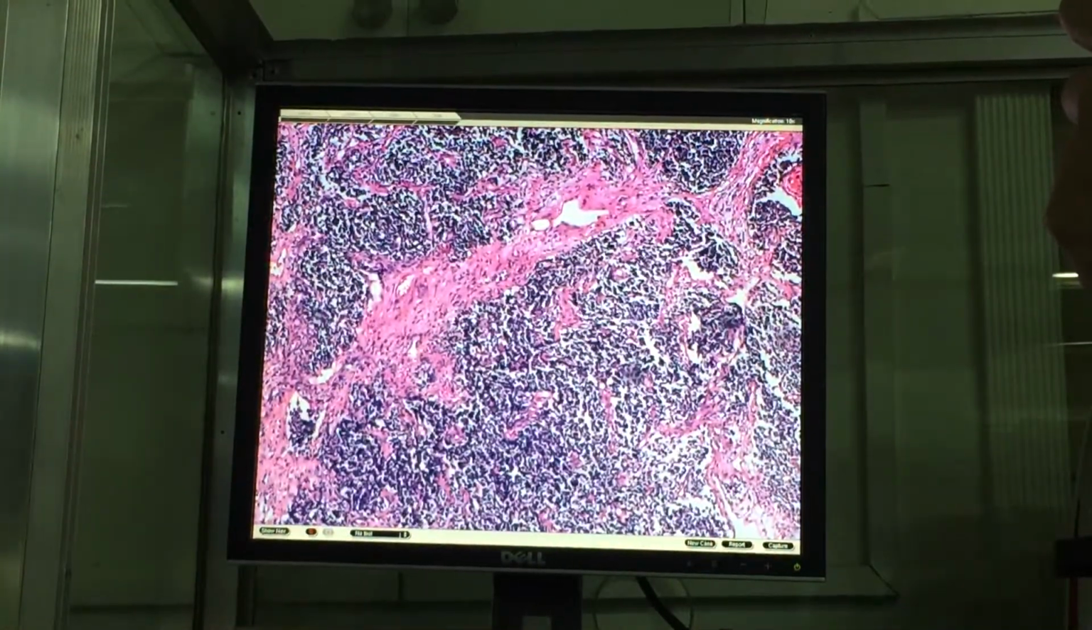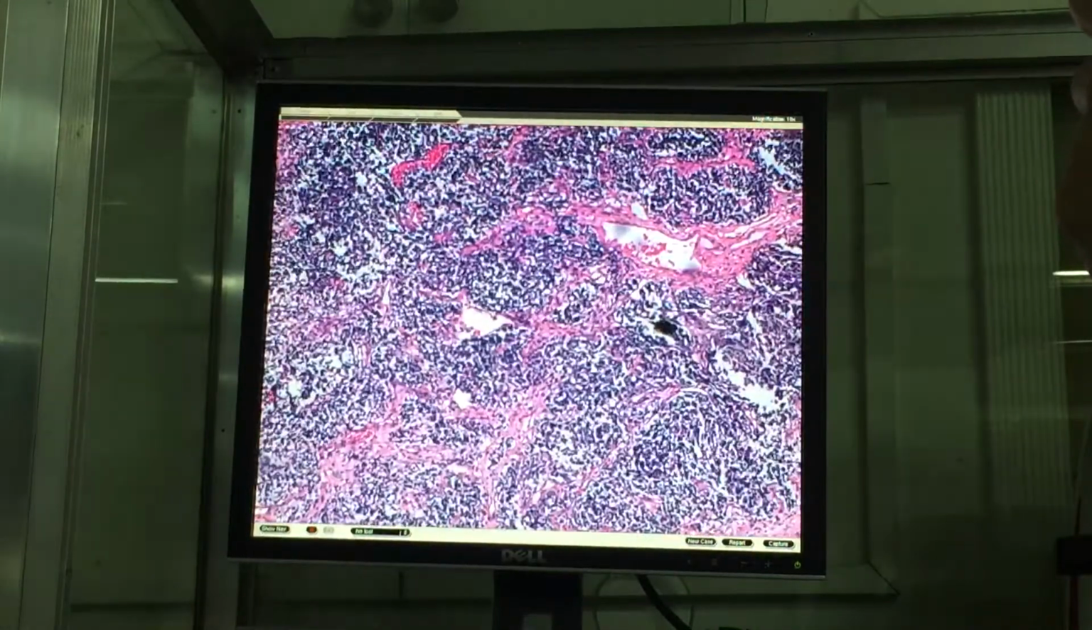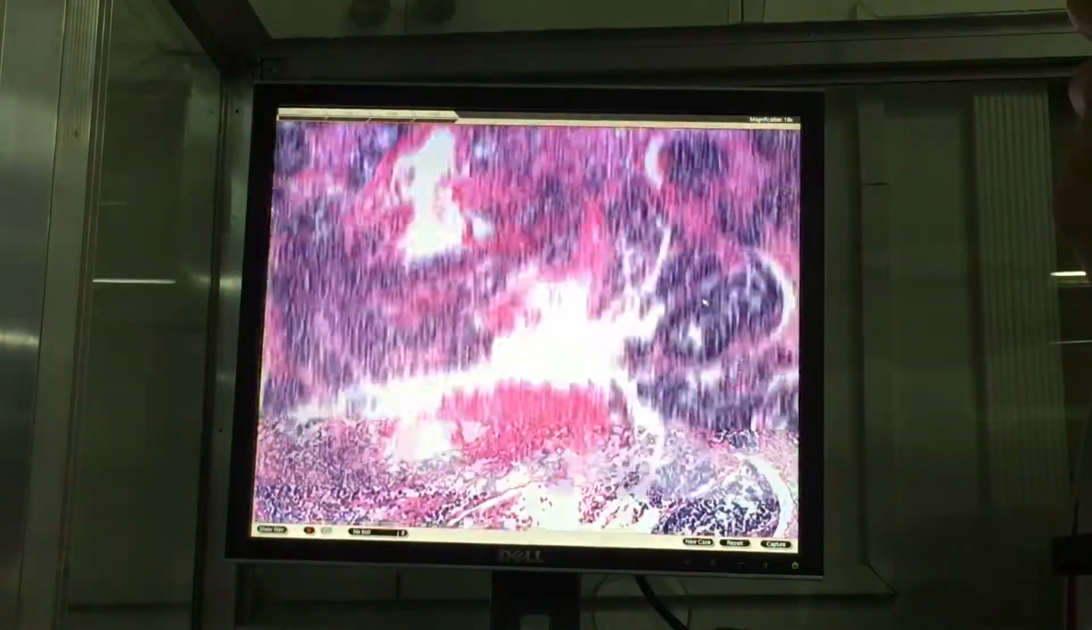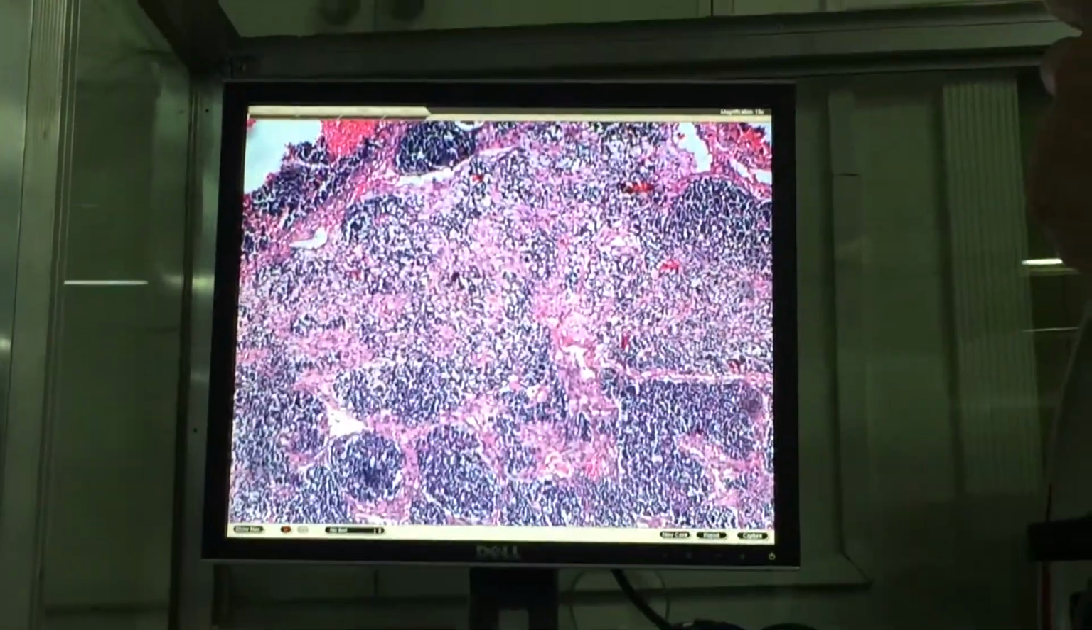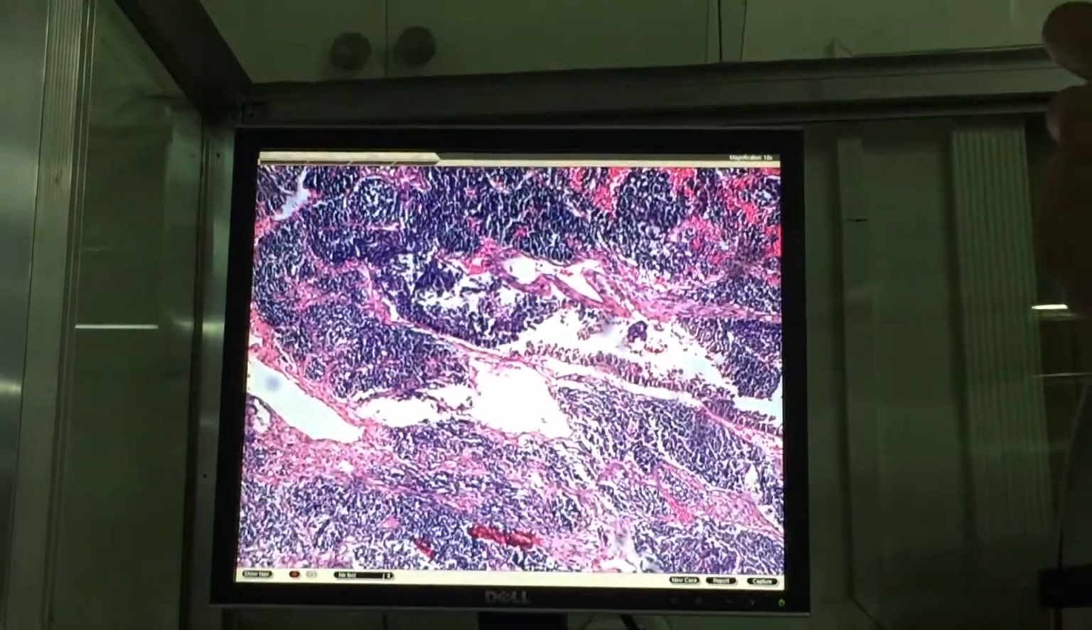It should be mga gland-like structures admixed with your blastemal cells, but it's smaller and abortive. Dapat may equal siya.